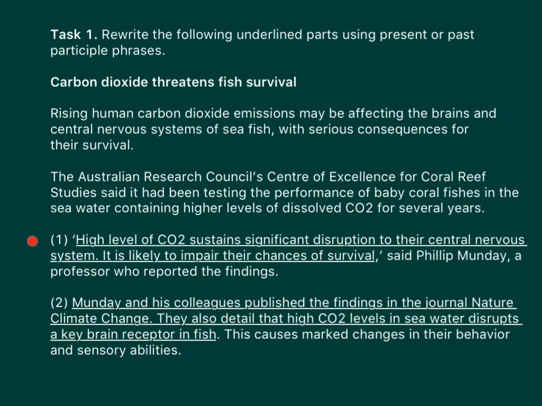Number 1. High level of CO2 sustains significant disruption to their central nervous system. It is likely to impair their chances of survival, said Philip Munday, a professor who reported the findings. Number 2. Munday and his colleagues published the findings in the journal Nature Climate Change. They also detailed that high CO2 levels in seawater disrupts a key brain receptor in fish. This causes marked changes in their behavior and sensory abilities.